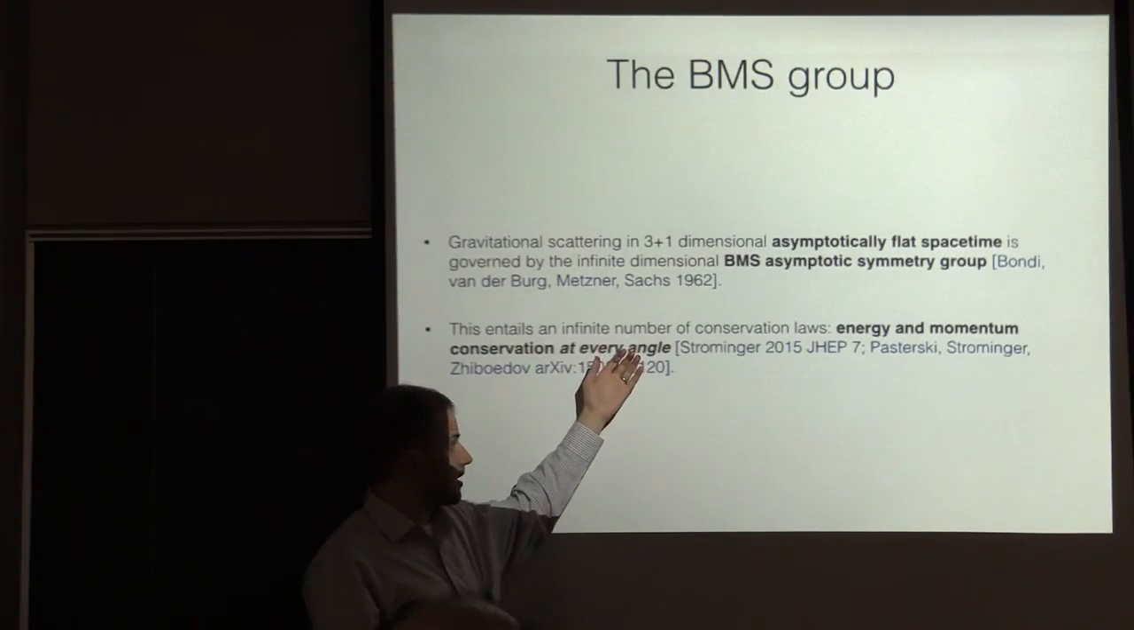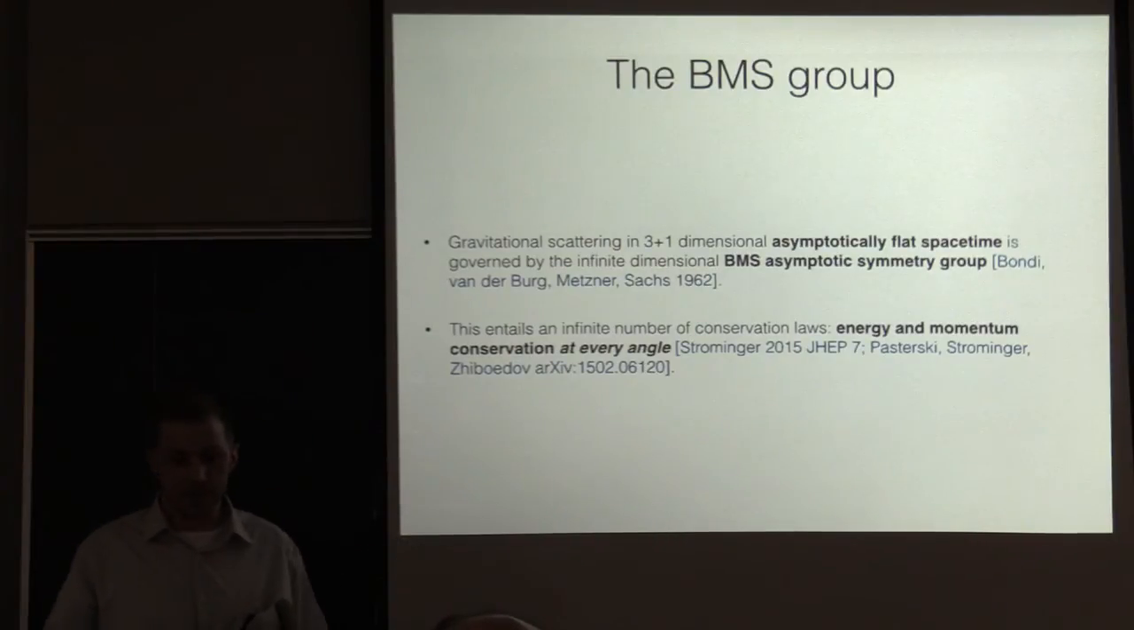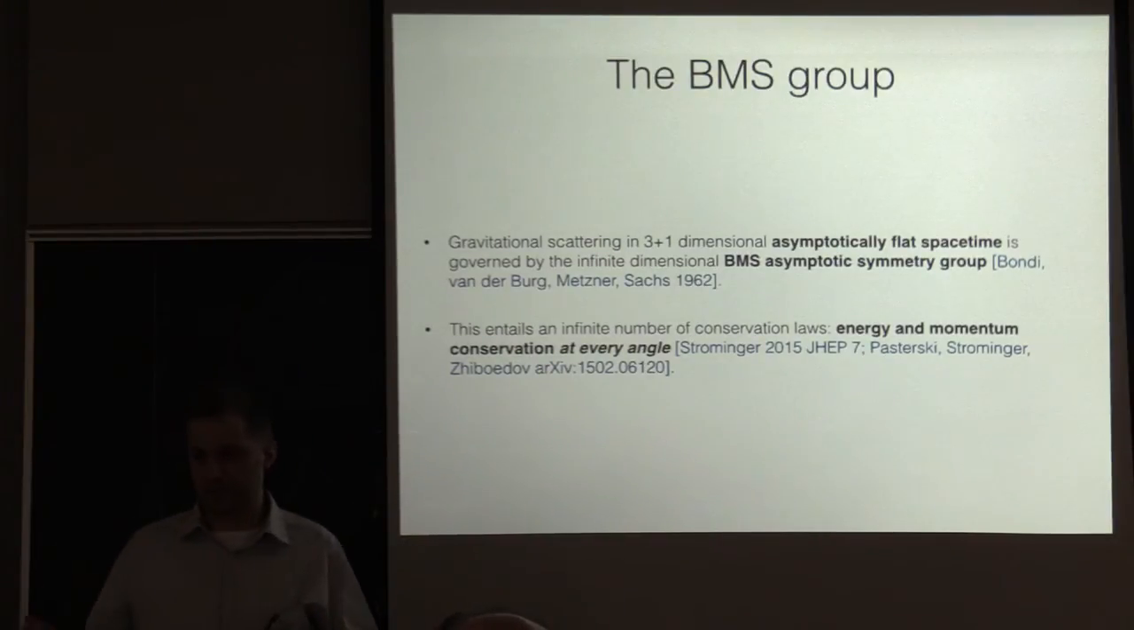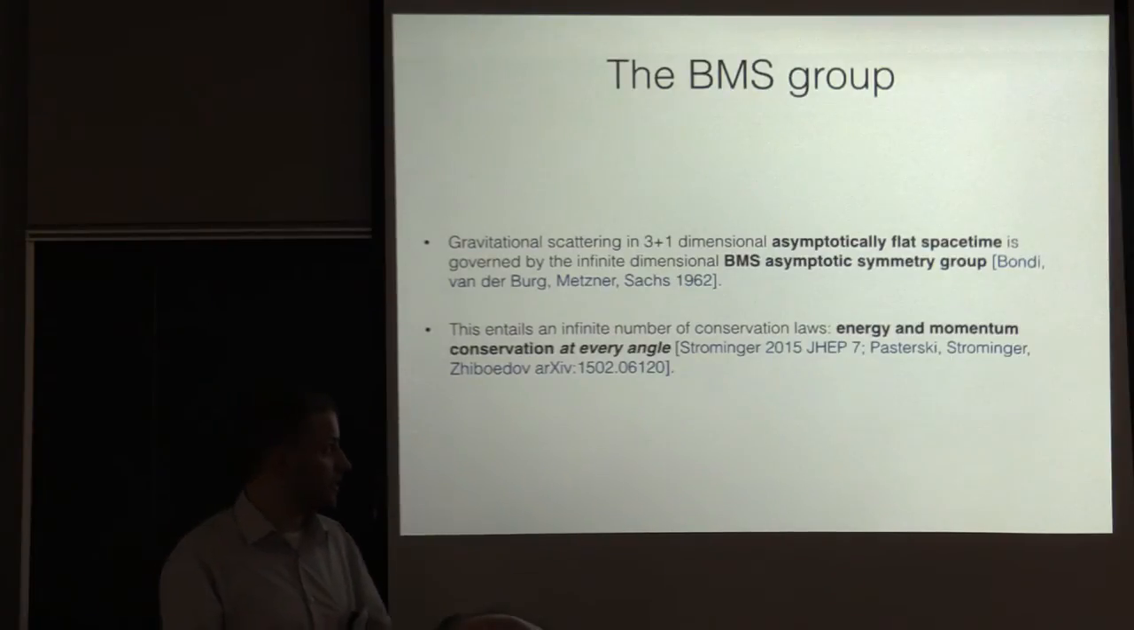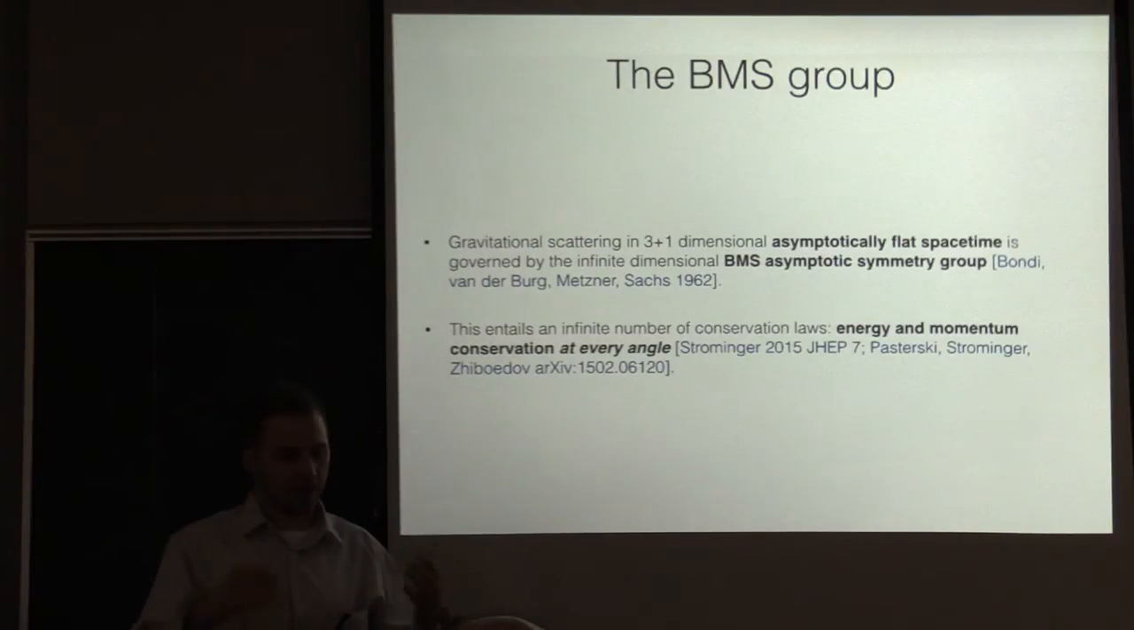One thing that was pointed out just a year ago by Andy Strominger is that this BMS group is infinite dimensional, and so it entails an infinite number of conservation laws. You can think of them as energy and momentum conservation, not only overall, but at every angle. That's really confusing, because certainly when I scatter particles, they can come out at different angles than the particles I send in.